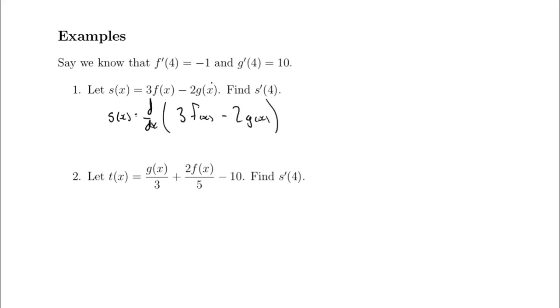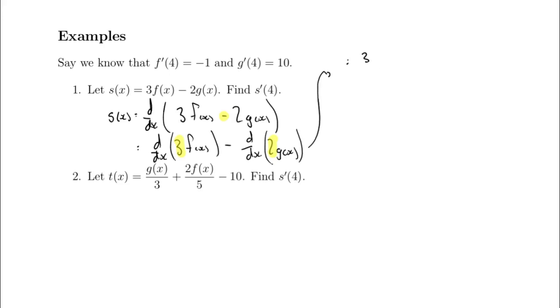Now, you'll notice that we have this difference of functions. So we can split this thing up, and we can say that s prime of x is the derivative of 3f of x minus the derivative of 2g of x. And then we can also look at these coefficients, and we know that coefficients get factored out. And so suddenly we have 3 times the derivative of f of x minus 2 times the derivative of g of x. Or if we want to write that a little bit easier, in general, we have 3f prime of x minus 2g prime of x. So that's s prime of x.